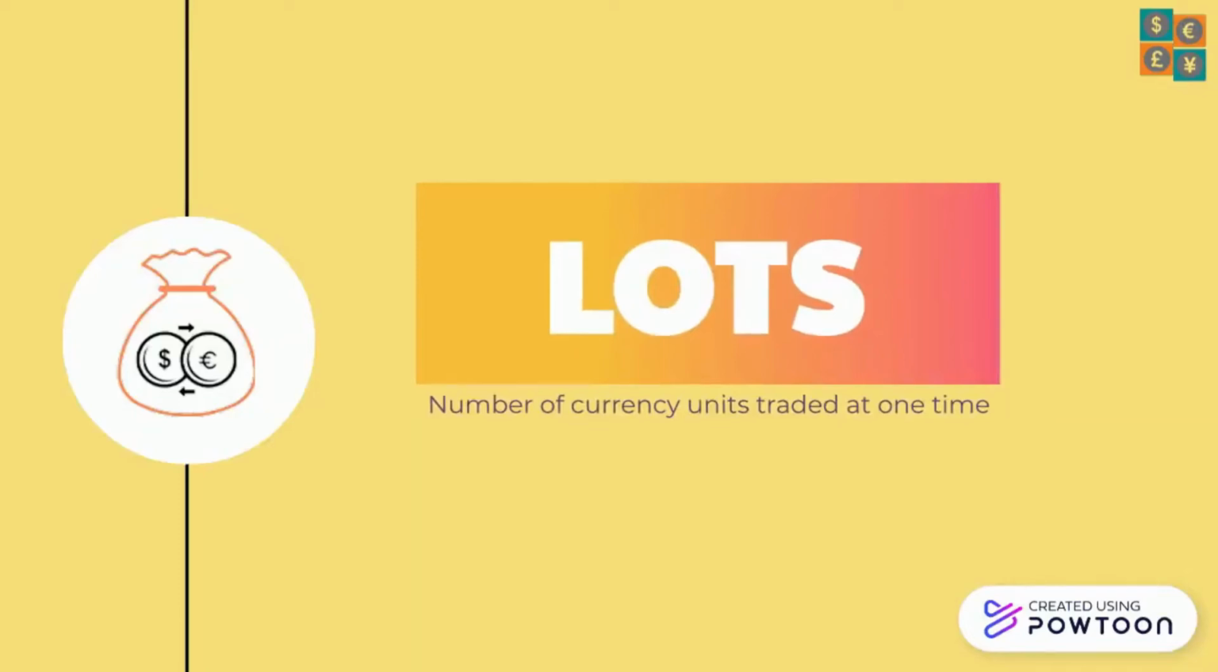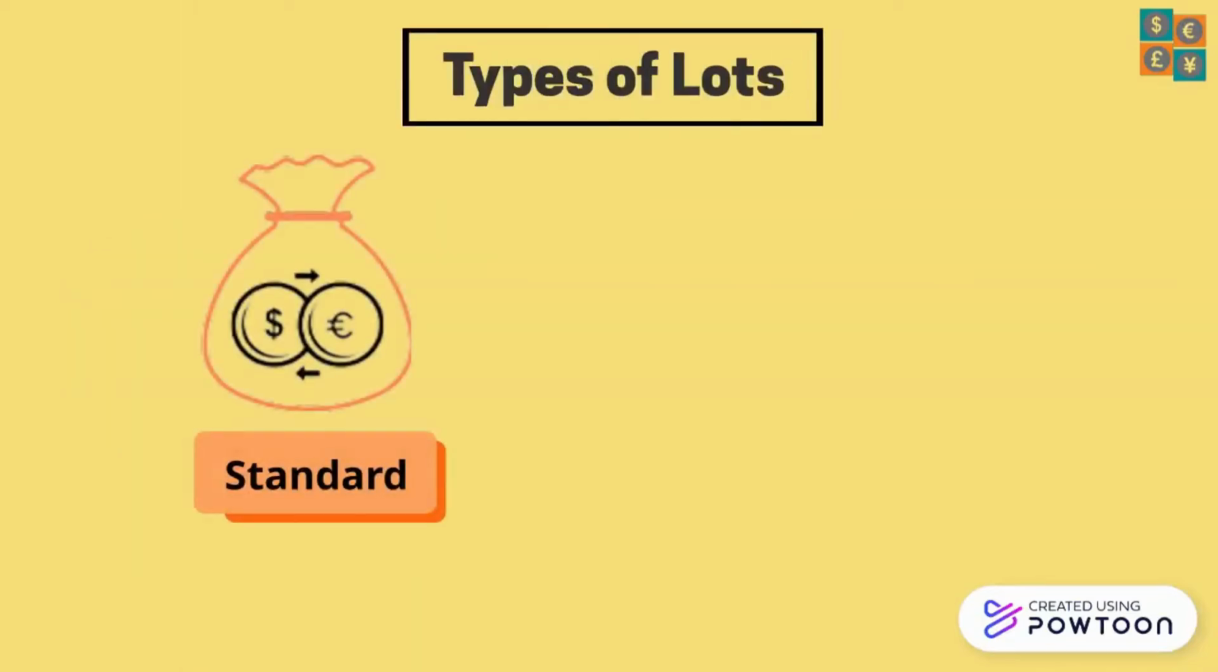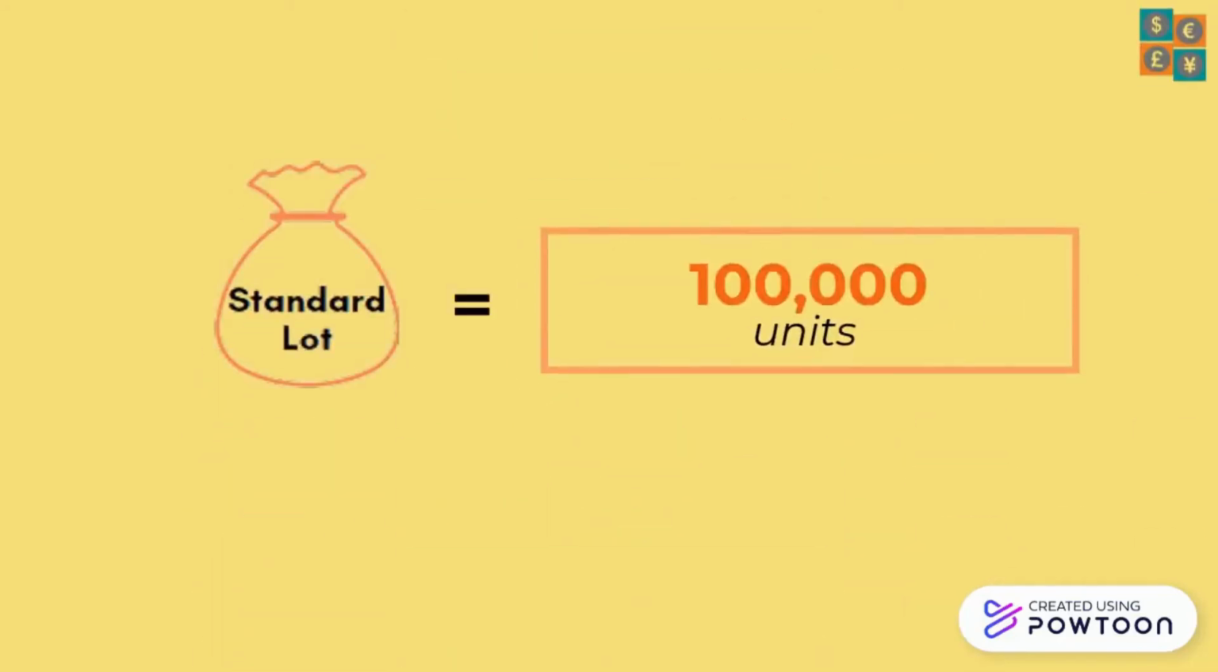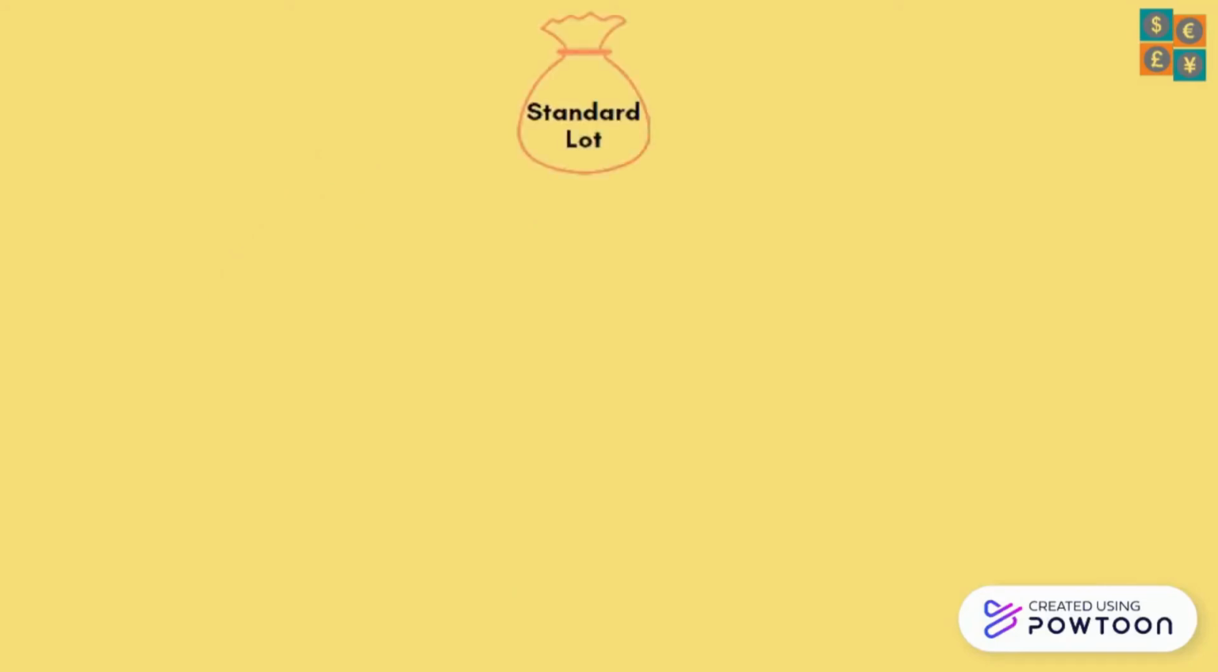Currency pairs are traded in what we call lots. The number of currency units traded at one time is called a lot. The 3 most common types of lots: standard, mini and micro lots. One standard lot is equal to 100,000 units of the base currency. Here are a few examples.